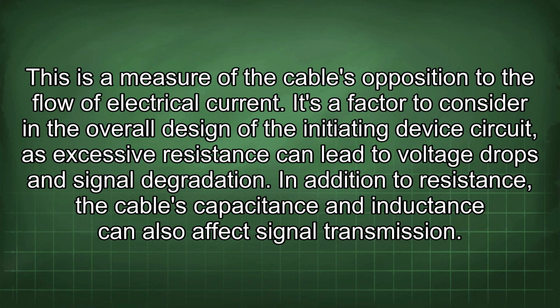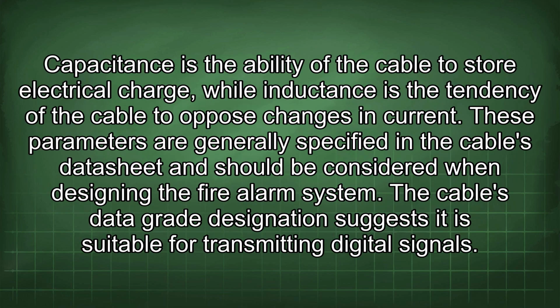In addition to resistance, the cable's capacitance and inductance can also affect signal transmission. Capacitance is the ability of the cable to store electrical charge, while inductance is the tendency of the cable to oppose changes in current. These parameters are generally specified in the cable's datasheet and should be considered when designing the fire alarm system. The cable's data grade designation suggests it is suitable for transmitting digital signals.